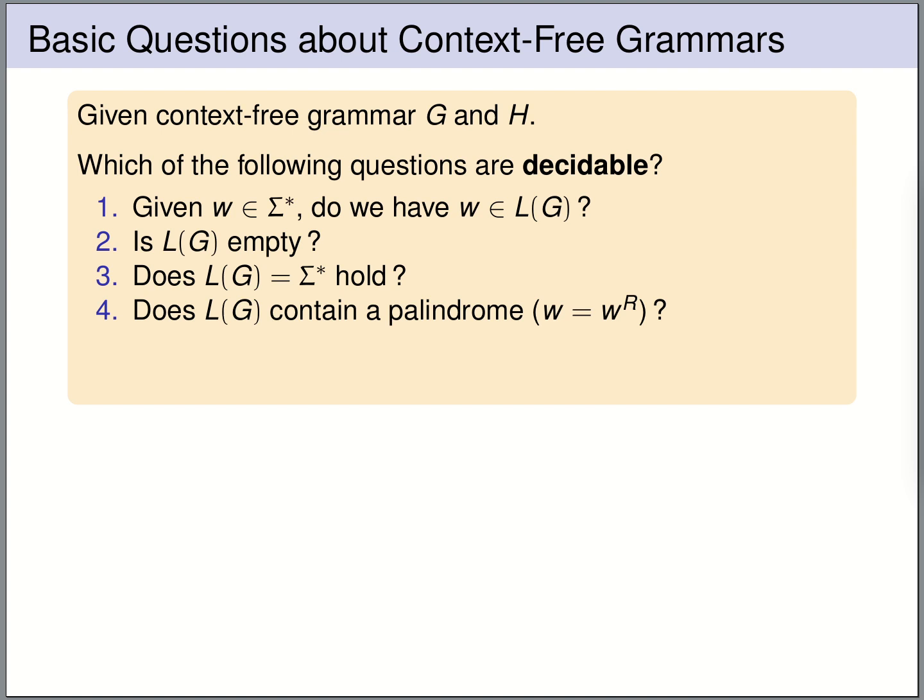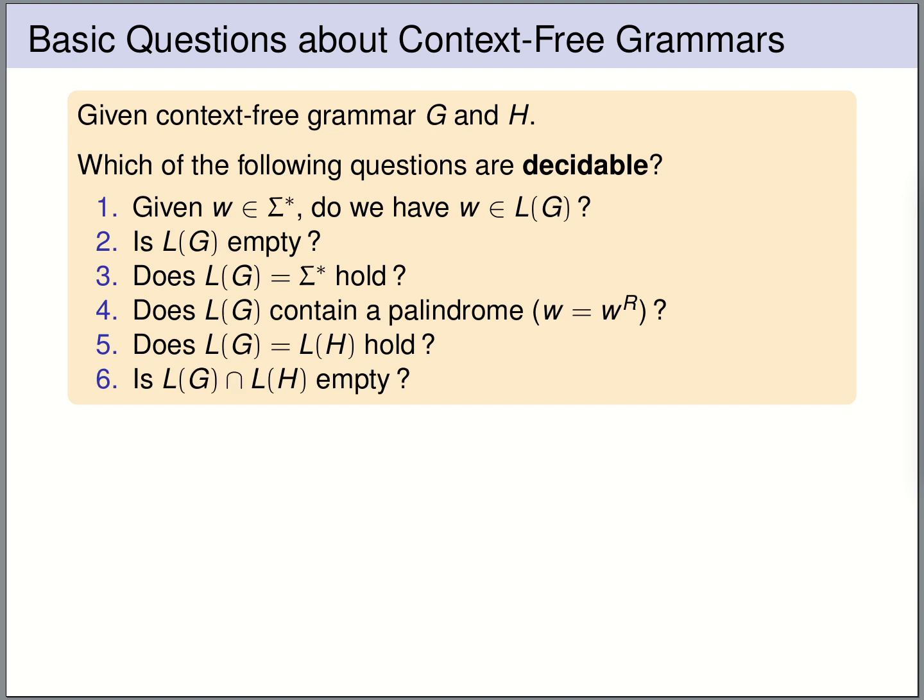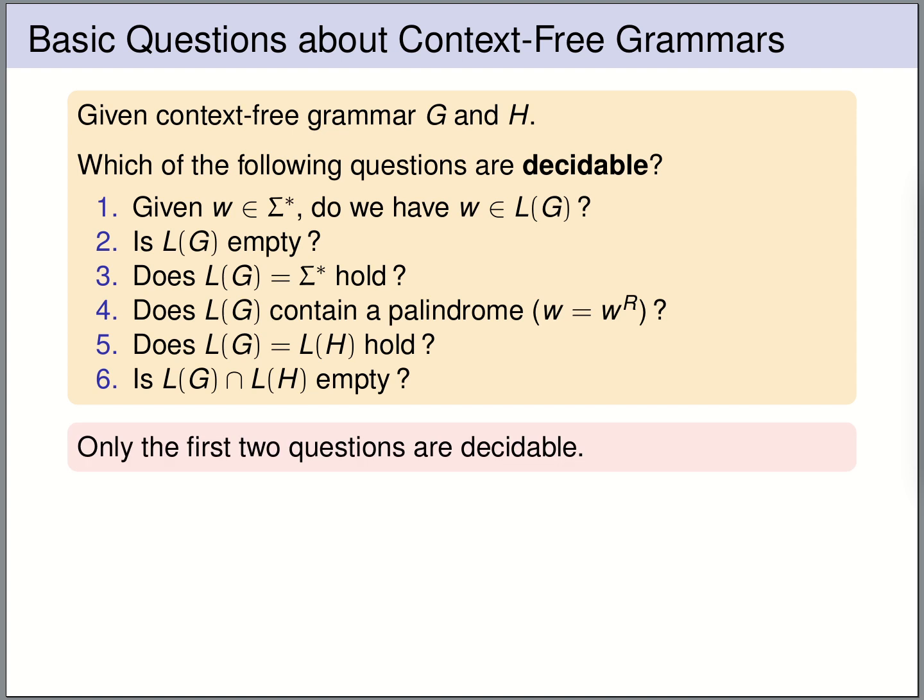If you are given two grammars G and H, it's natural to ask whether these grammars generate the same language. So are these grammars equivalent? And it's natural to ask, do they have any words in common? So is the intersection of the language generated by G and the language generated by the grammar H empty? So all these are quite natural questions about context-free grammars, and we would like to have answers to all of them, but somewhat surprisingly, only the first two questions are decidable.